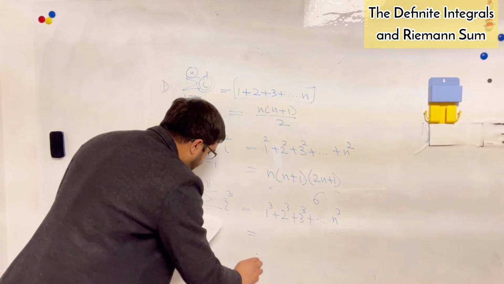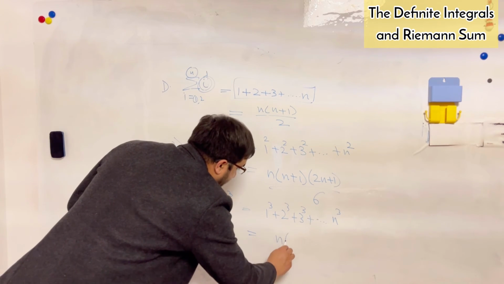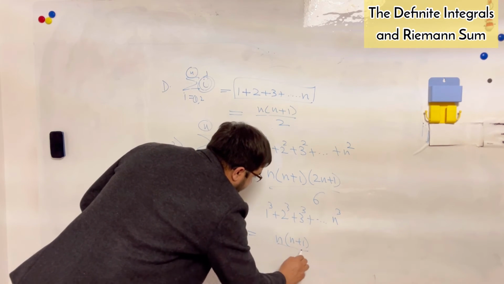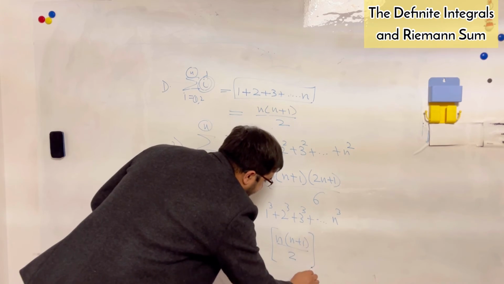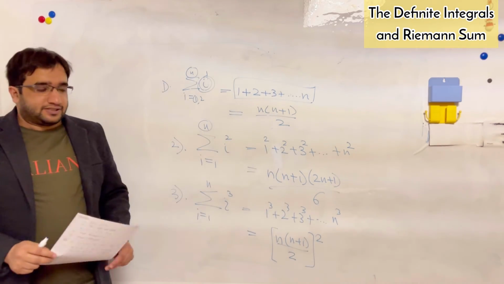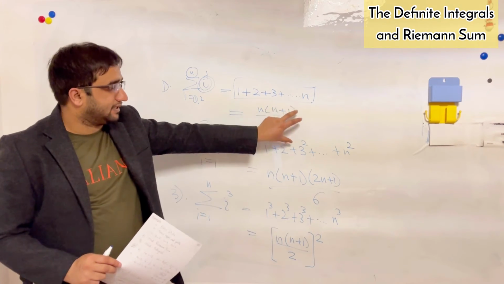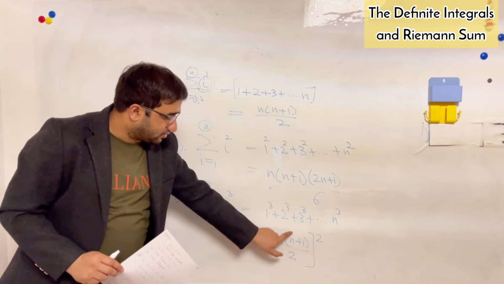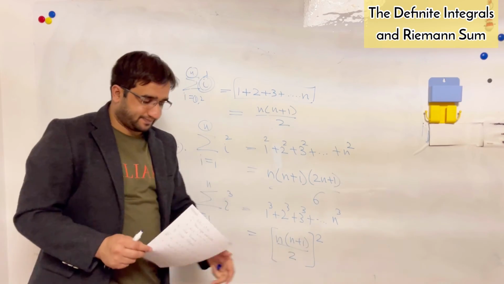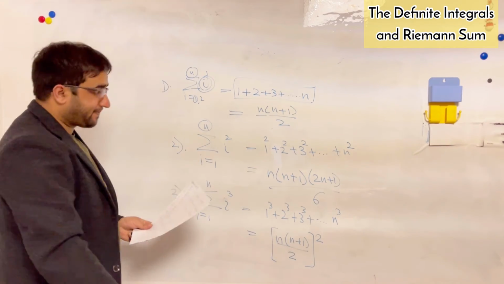And somebody has already told us it is equal to n into n plus 1 divided by 2, and the whole square. Square on this whole expression. These were simple, but here this whole expression has a bigger square on it. Okay?